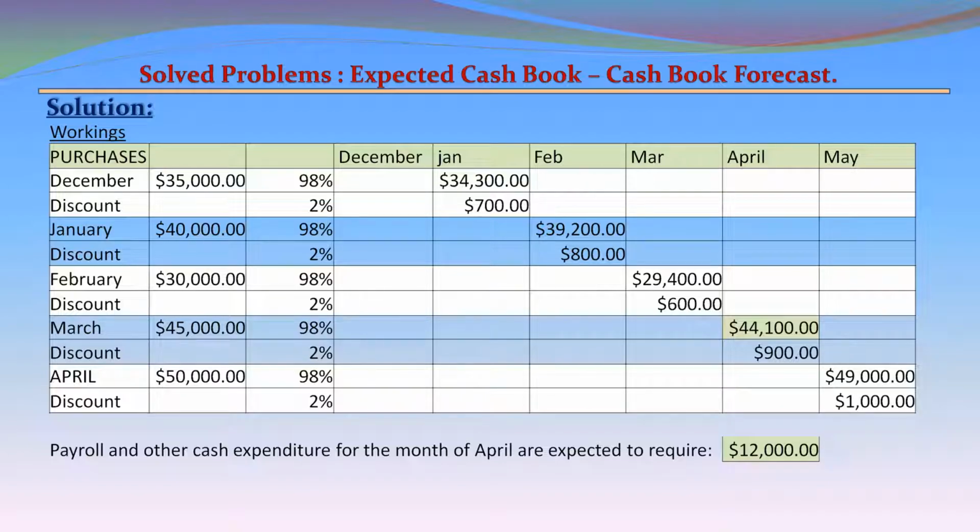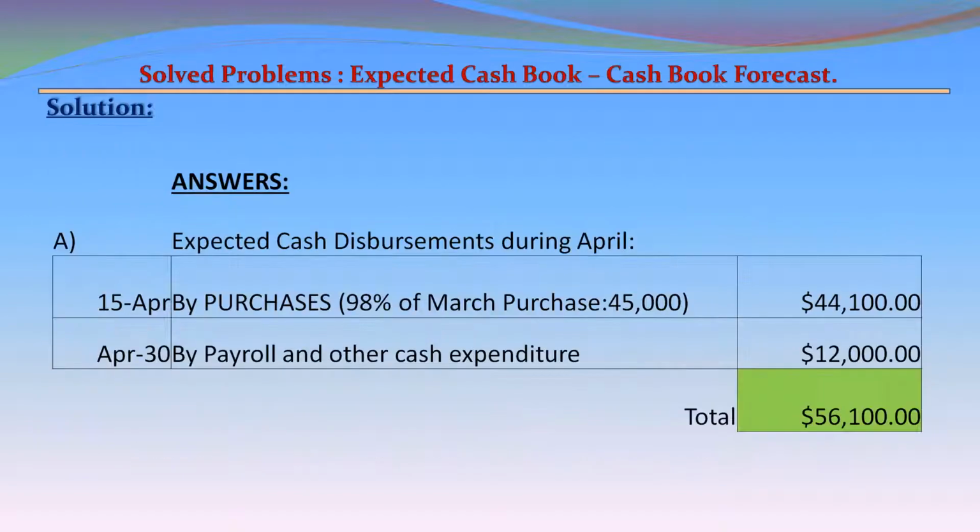So in the month of April we are going to pay towards March purchases 98% of 45,000, 44,100, and payroll and other cash expenditure for the month of April are expected to require 12,000 in the month of April. We are going to pay also. According to the above workings, let us answer the questions required.